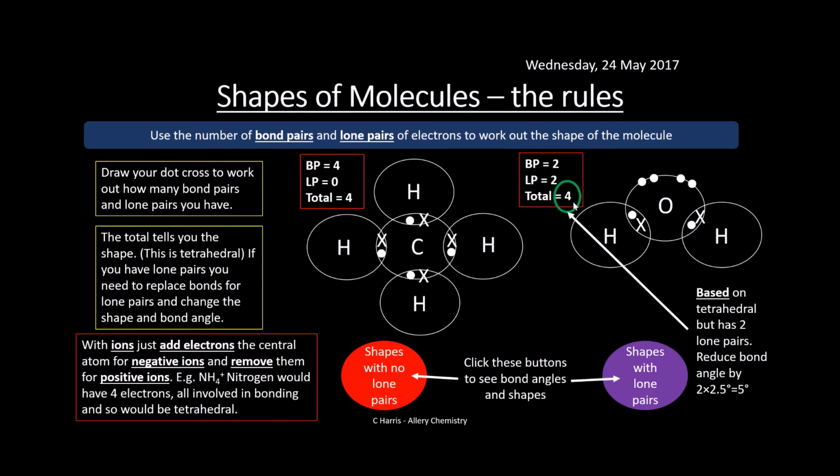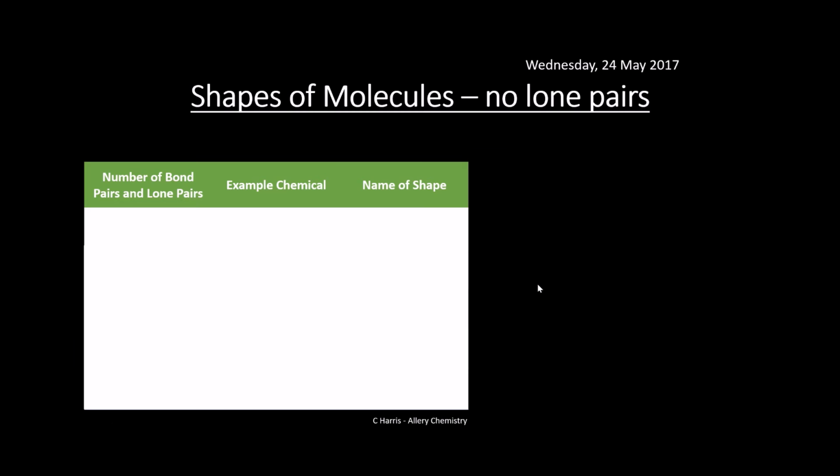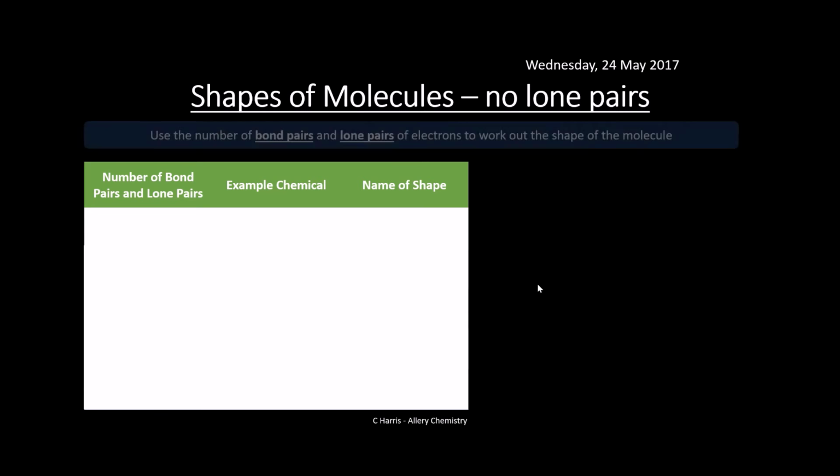So what we're going to do is we're now going to look at some of these shapes. We're going to look at the ones with no lone pairs first, because these are going to be our base molecules, and then we're going to look at the ones with lone pairs, which make them a little bit trickier. Okay, so shapes of molecules with no lone pairs.